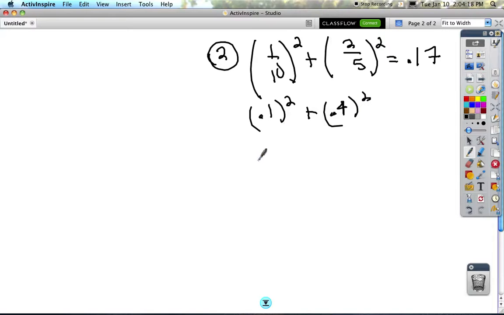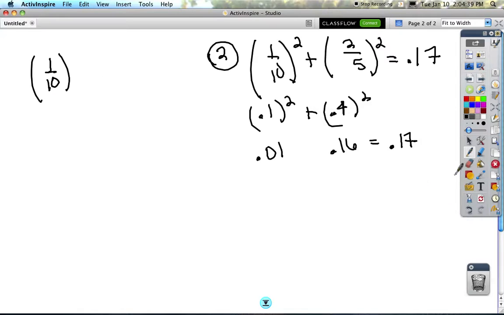What is 0.1 squared? 0.01. What is 0.4 squared? 0.06. I meant 0.16. Okay, and you add those and get? 0.17. Okay, let's work it out if we kept it as a fraction.